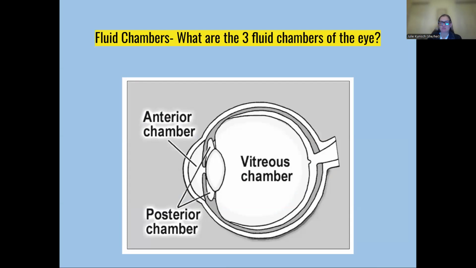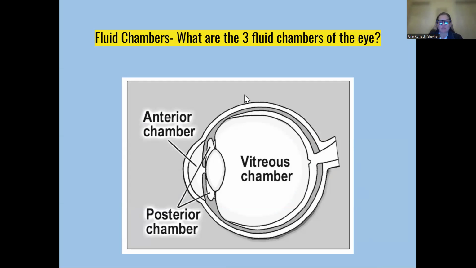So, fluid chambers. Fluid in the eye is extraordinarily important for the function of the eye. Remember, there are three chambers: the anterior, posterior, and the vitreous chamber. I want you to spend a little bit of time and just think about the different fluids of the eye. This vitreous chamber, remember, is just a huge open chamber. There's really not much in there.